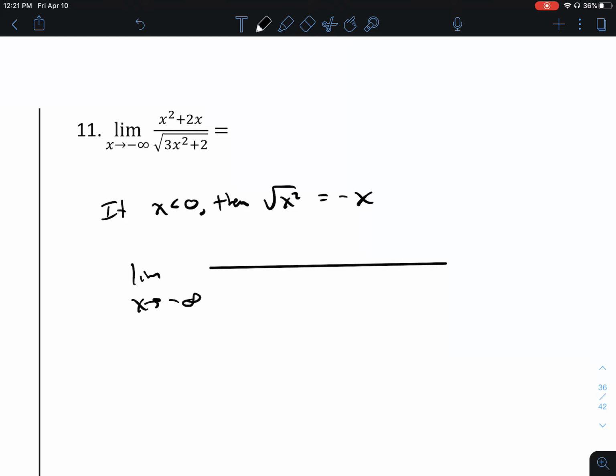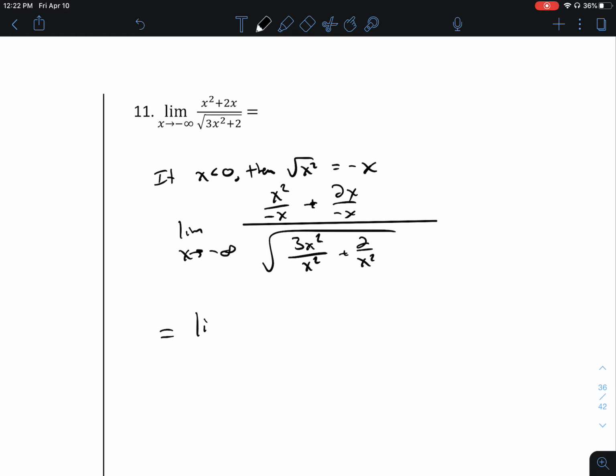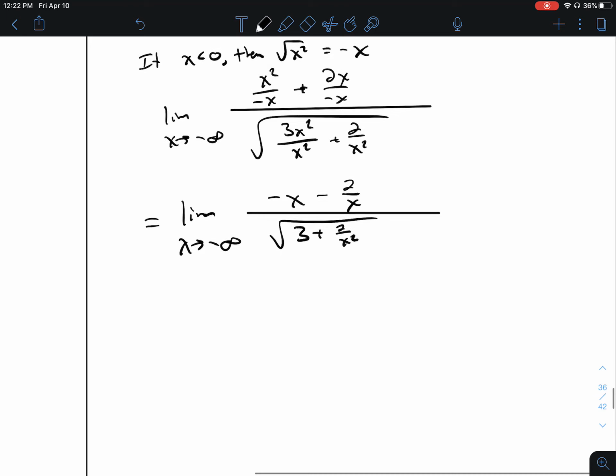That's going to look different depending if it's inside a radical. So x squared over negative x plus 2x over negative x. In our denominator, we're going to have 3x squared. Since this is inside a radical, we have to square it to put it inside. The negative x squared is a positive x squared. Now this simplifies a bit. We're going to get negative x minus 2 over x. And we got the square root of 3 plus 2 over x squared.